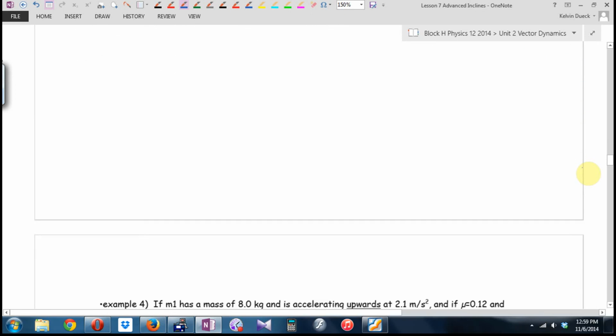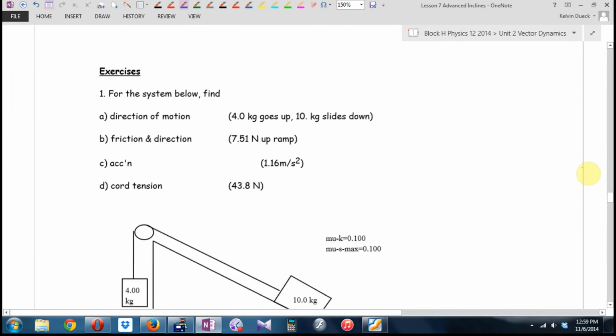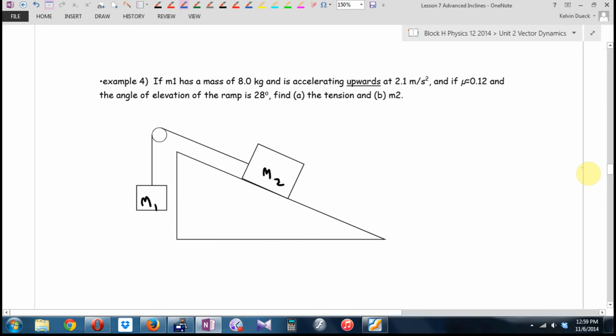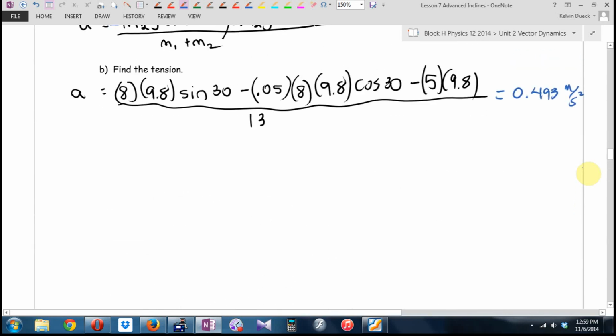We'll finish with part B. I have what, one more? Almost got this done. Geez, I can't quite get to the end. B. What does B want me to find? Tension. Okay. Tension.